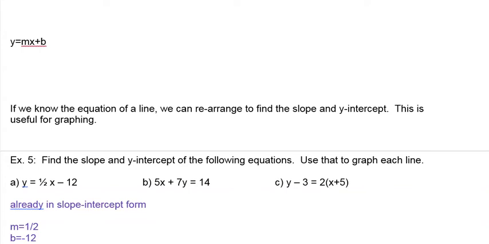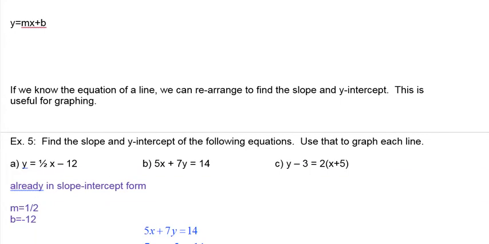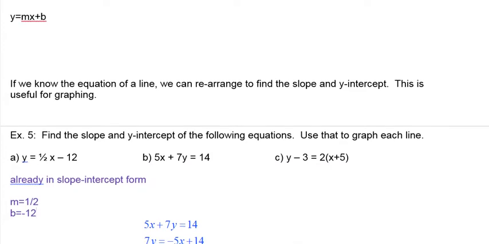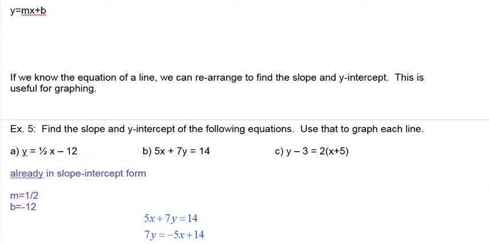Second equation, is that one in slope-intercept form? It's not, because we have the x and the y together on one side. Not only that, the y has a coefficient that's not just 1. Slope-intercept form, the y has to be completely by itself. So first thing we've got to do is get this into slope-intercept form. If we want to get the y completely by itself, we're going to subtract the 5x so that it's on the other side. So we end up with 7y equals -5x plus 14.